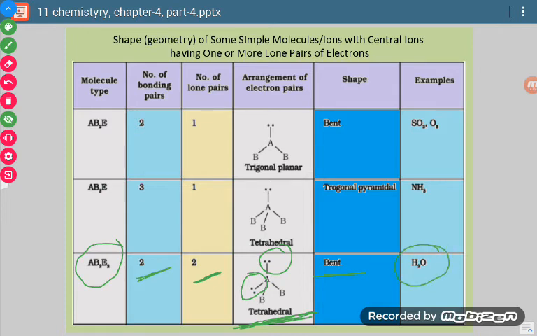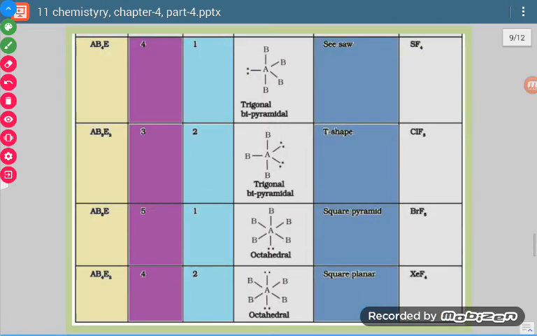For example, the water molecule. The water molecule has oxygen as the central atom, which has total 6 electrons. 4 electrons act as 2 lone pairs and 2 electrons are bonded with 2 hydrogens. So there is presence of 2 lone pairs and 2 bond pairs, and so the geometry becomes bent.